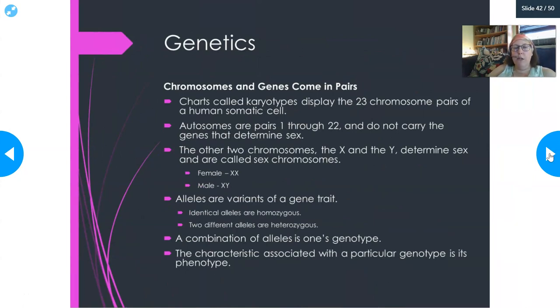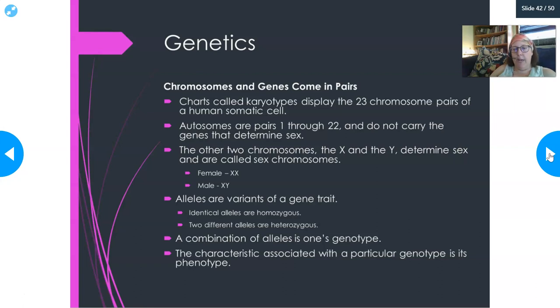So, okay, let's talk about chromosomes and genes. Chromosomes and genes come in pairs. You get one from mom and one from dad, and charts called karyotypes will display the 23 chromosome pairs, or your 46 chromosomes in total, of a normal human somatic cell, which is a human body cell. Your autosomes are pairs 1 through 22, and they do not carry the genes that determine sex. Those are on the 23rd pair, the X and the Y, and they're called the sex chromosomes. So female is XX, male is XY.